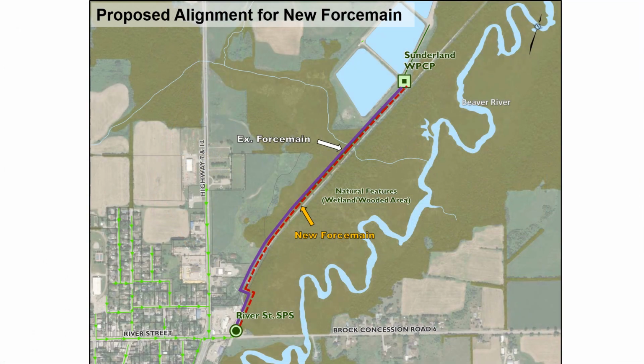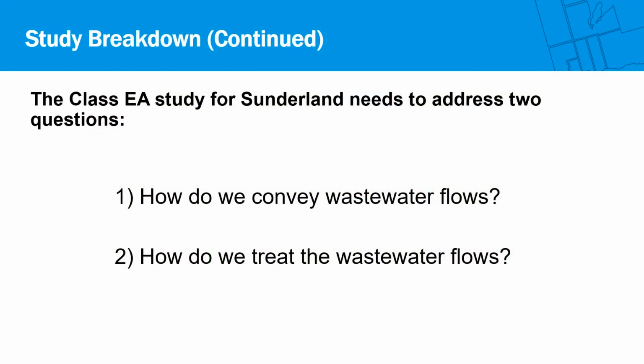This figure shows an aerial view of the River Street SPS and Sunderland WPCP, with the existing Forcemain shown in purple and the new Forcemain shown as a red dashed line. If you recall, this study needs to address two questions. 1. How do we convey wastewater flows? And 2. How do we treat those wastewater flows? We just showed you the options for conveying wastewater flows. Now, we will address the second question. How do we treat the wastewater flows from Sunderland?